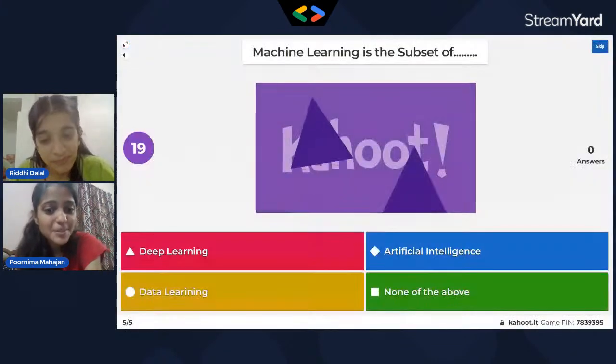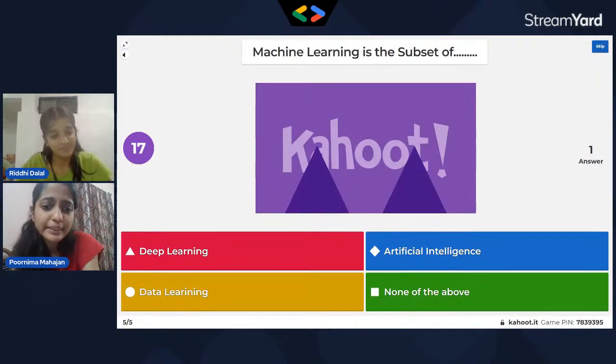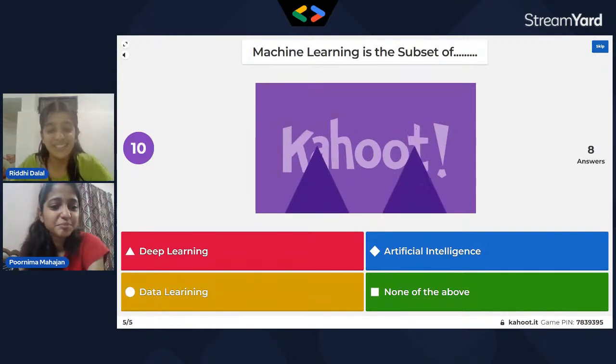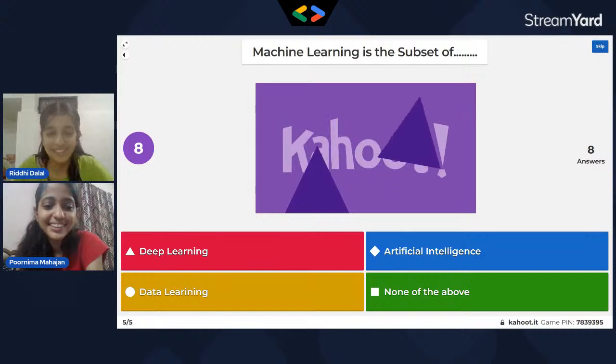Machine learning is a subset of deep learning, artificial intelligence, data learning, or none of the above? Now, it is not none of the above. I know that.